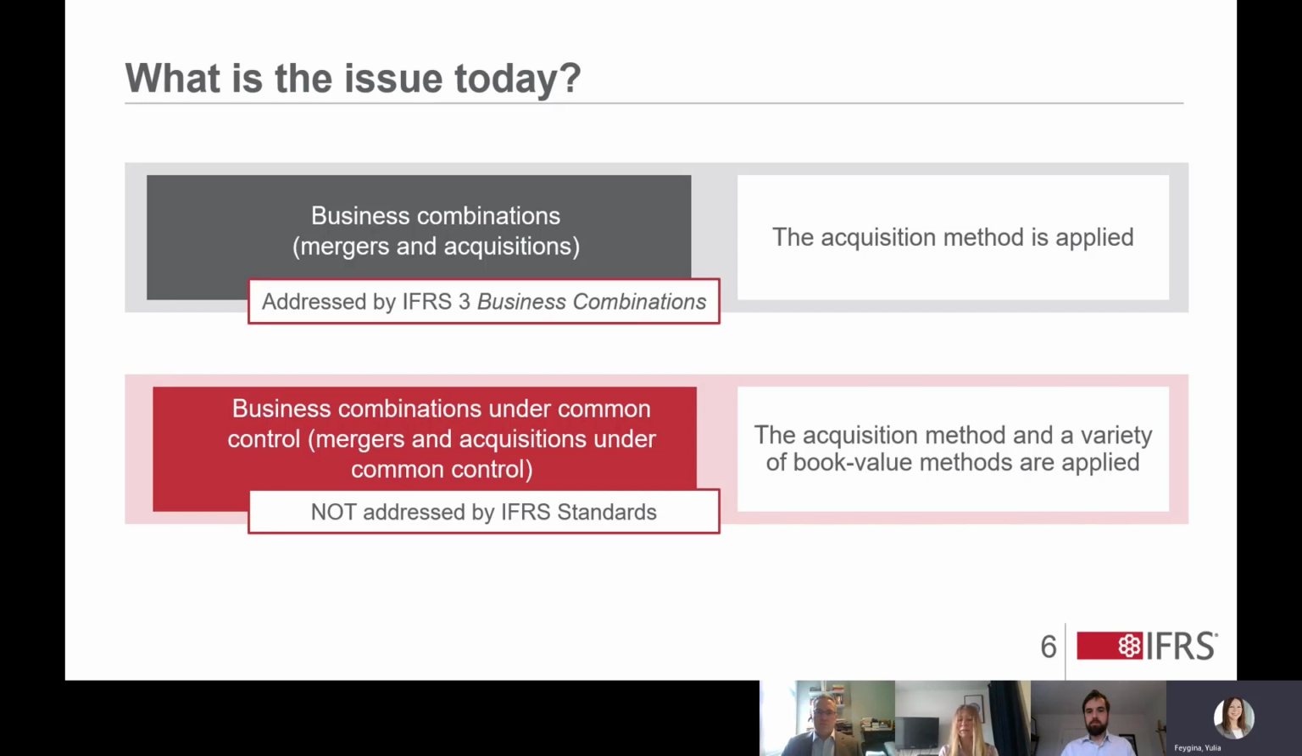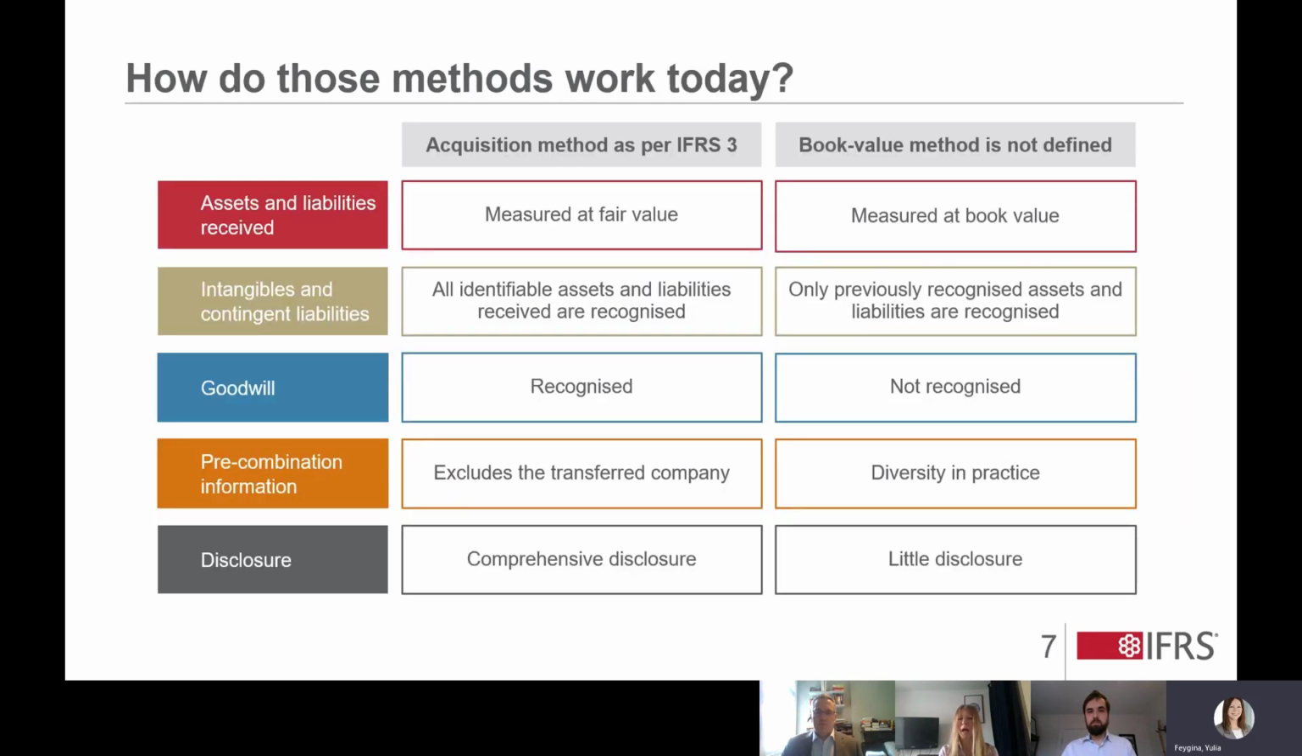So our goal in this project is to reduce diversity, increase comparability, and to make sure that good and transparent information is provided about these combinations. Now, let me talk about how the acquisition method and book value methods work today to illustrate the full extent of diversity that currently exists. So first of all, I'd like to highlight again that the acquisition method is specified in IFRS standards and the book value method is not.